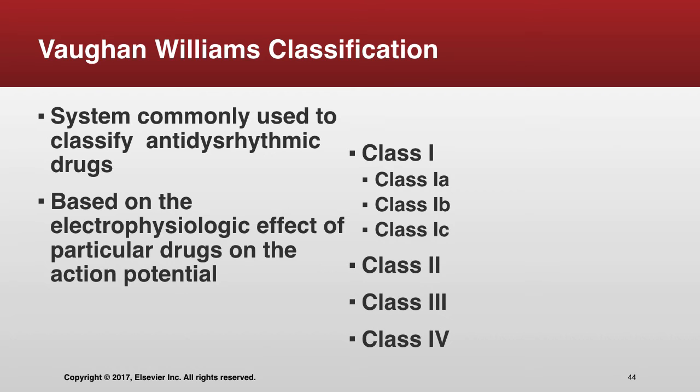Antidysrhythmic drugs are classified using the Vaughan-Williams classification, and it's based on the electrophysiologic effects of a particular drug on the action potential. So we have the class 1A, 1B, 1C, we have the class 2, class 3, and class 4 drugs. And we'll talk about each one of those.